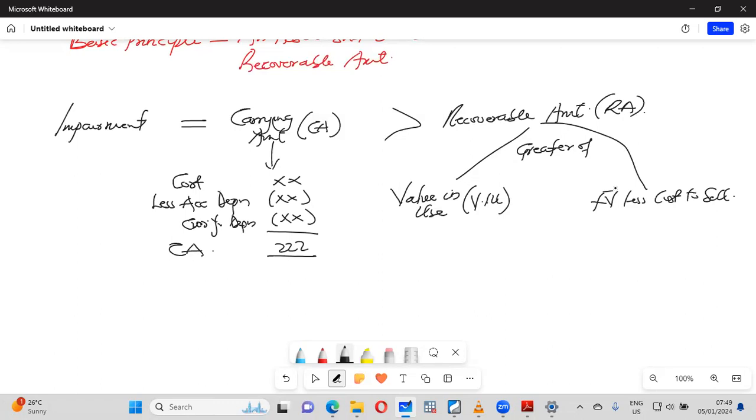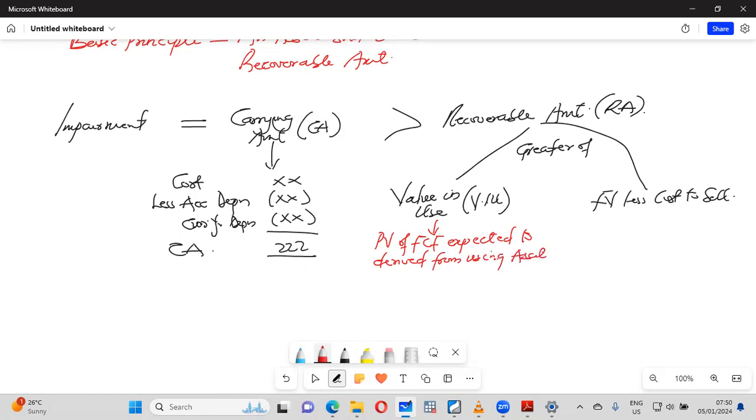So now, how do we measure our recoverable amount? How do we deal with that? Let's talk about value in use. What is value in use? Value in use is the present value, and watch it carefully, the present value of the future cash flows expected to be derived from using the asset. So with this one, you don't sell the asset, you use the asset.